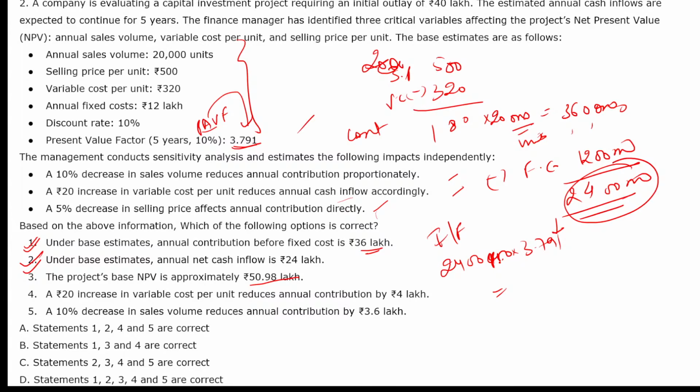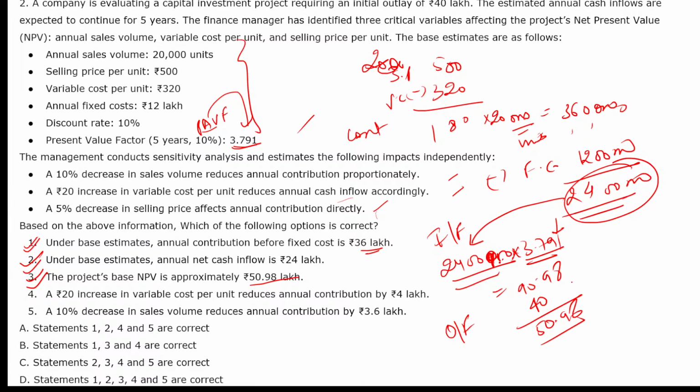So NPV will be 90.98, and your outflow was how much? Your outflow was 40 lakhs. So it will be 50.98. So yes, this is correct. 24 lakhs you're getting for the first year, and if I multiply it by the combined annuity factor, that is 3.79, it will give you 90.98. Somebody might be having this question in their mind, why not multiply it by 5? Because the annuity already has 24 lakhs 5 times, so don't worry.